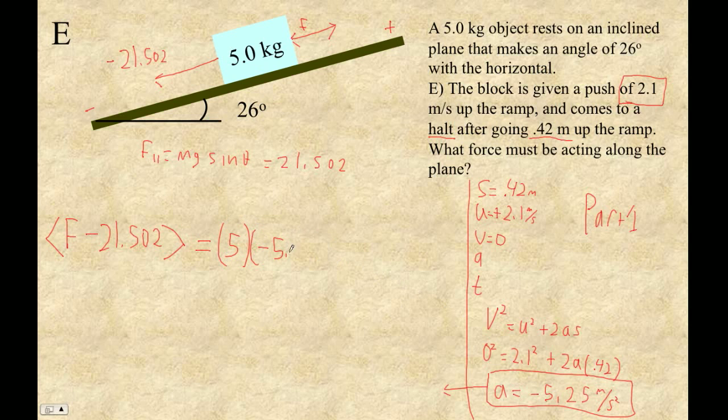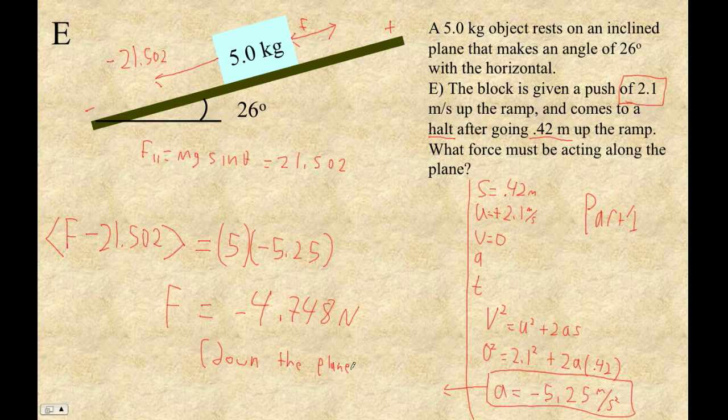equals 5 kilograms times this acceleration, negative, ta-da. So 5 times the answer that I just got, plus 21.502, is the force is equal to negative 4.748 newtons. Well, that negative means it's down the plane. This is a down the plane force.